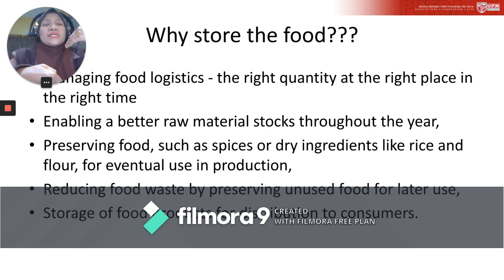So they have to store as many mangoes as they can to make sure they have sufficient supply for future production. And then food storage is intended to preserve the food, so it can prolong the shelf life of the food. For example, spice, dry ingredients, rice, flour, they use the food storage area to preserve the food. And by having food storage, you can reduce food waste.